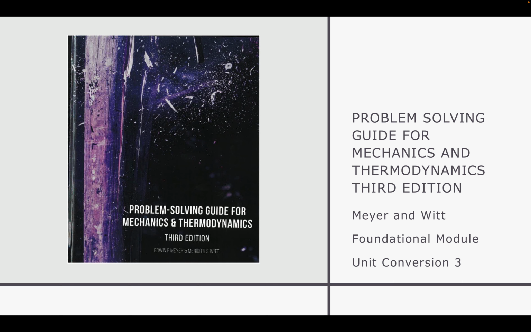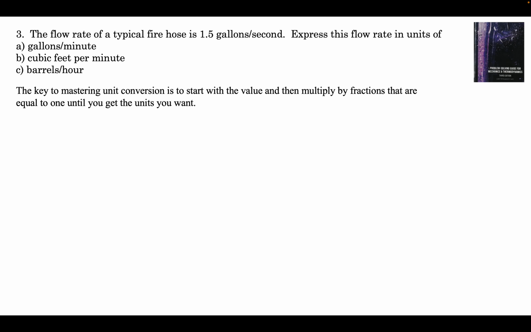This is a walkthrough of problem 3 in unit conversion. The flow rate of a typical fire hose is 1.5 gallons per second. Express this flow rate in units of gallons per minute, cubic feet per minute, and barrels per hour.